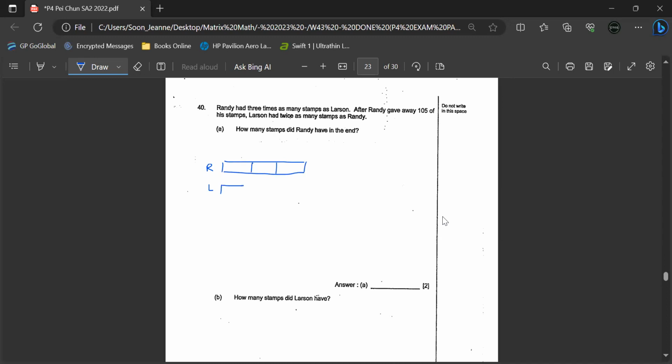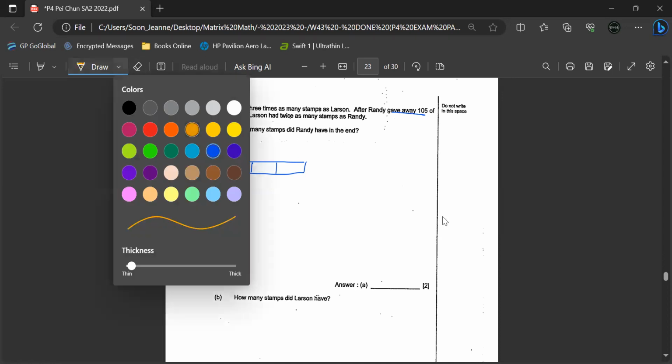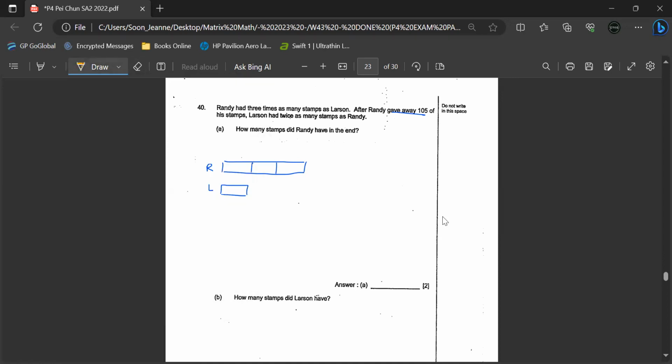Larson is just 1. And after Randy gave away 105, so Larson is going to give Randy 105, okay? And it says Larson twice. How did Larson become 2 units? He only got this much, right? So we cut. That means we have to cut all of the units into half. So Larson is left with 2 units, right?